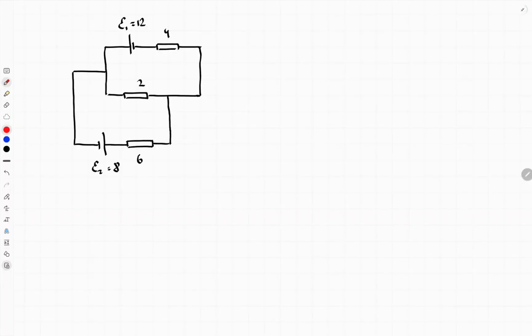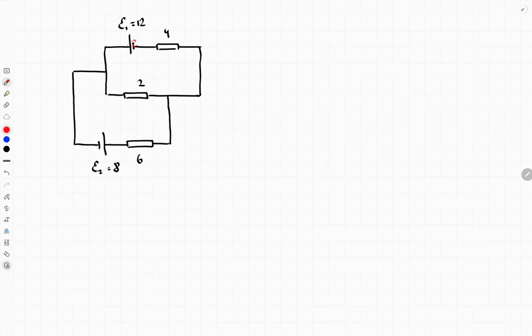So we need to find the electric current passing through 2 ohm. So this is a circuit, closed circuit, as you see. At the beginning we don't know the direction of the electric currents, and actually we don't need to guess, because this is a bit complex circuit. So let me say here we have a 12 volts, here we have a 8.